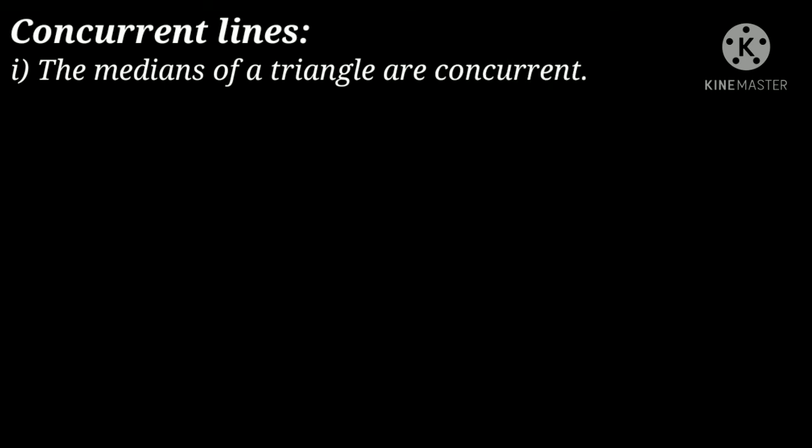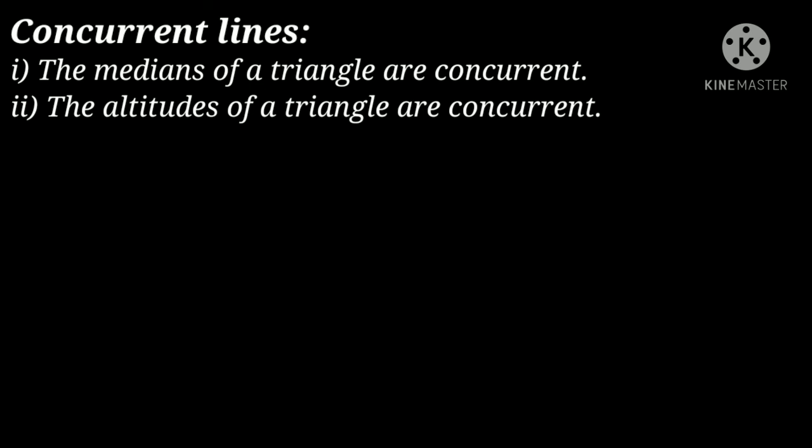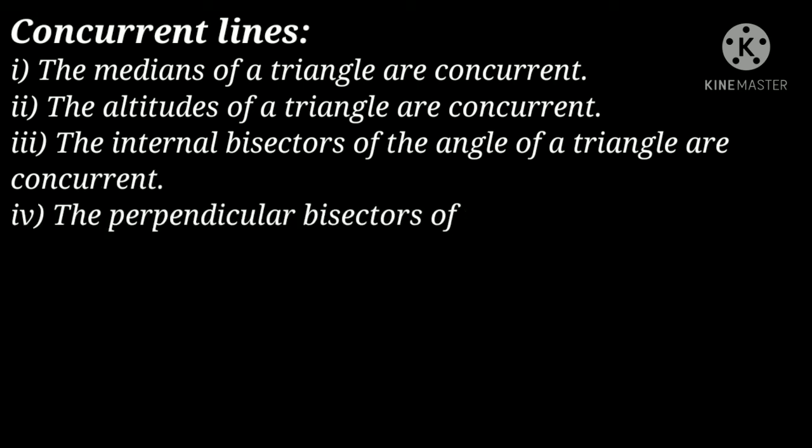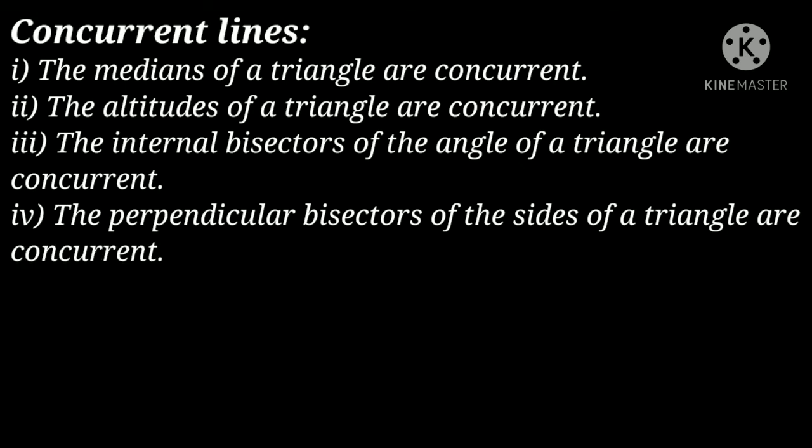Some important points on concurrent lines. First, the medians of a triangle are concurrent. Second, the altitudes of a triangle are concurrent. Third, the internal bisectors of the angles of a triangle are concurrent. Fourth, the perpendicular bisectors of the sides of a triangle are concurrent.